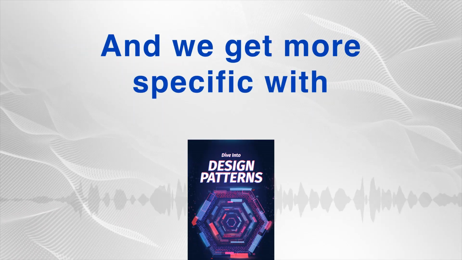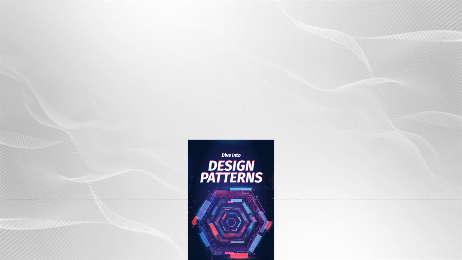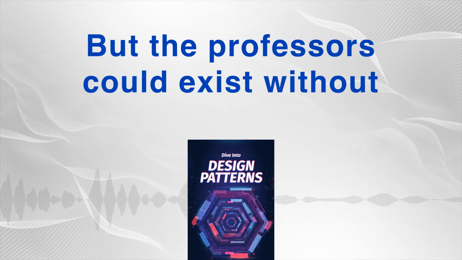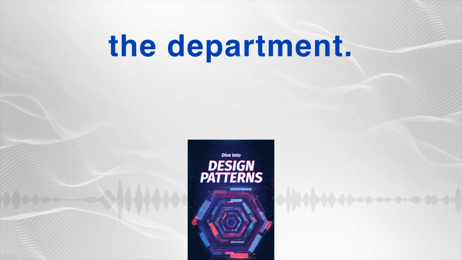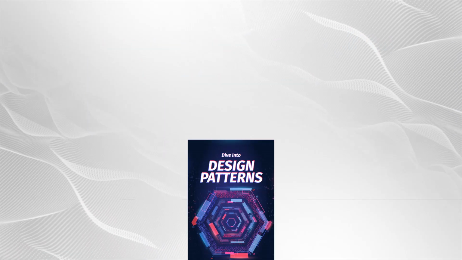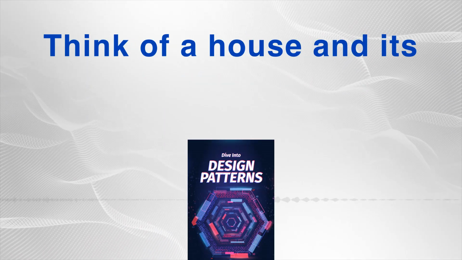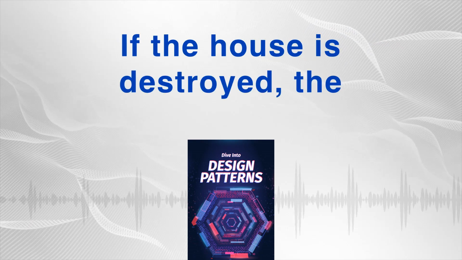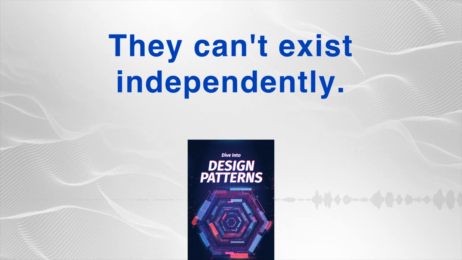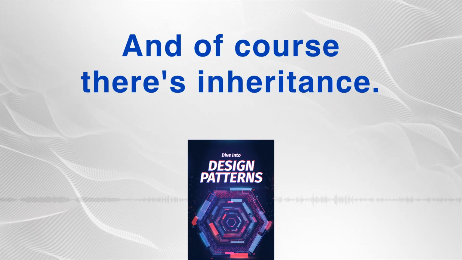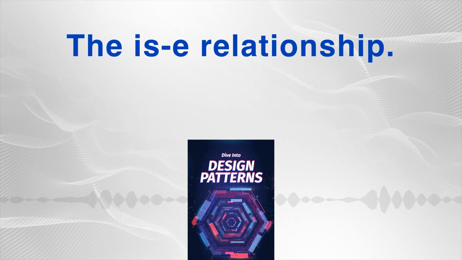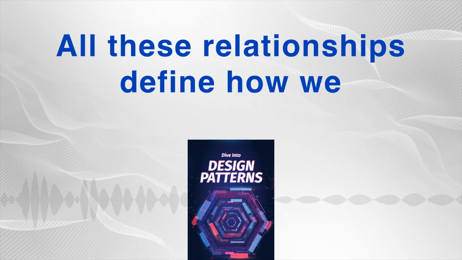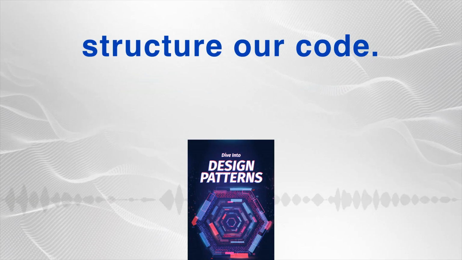And we get more specific with aggregation and composition. Aggregation is like a whole-part relationship. A department has professors, but the professors could exist without the department. Whereas composition is stronger, consists of. Think of a house and its walls. The walls are part of the house, managed by it. If the house is destroyed, the walls go with it. They can't exist independently. And of course, there's inheritance, the is-a relationship, where a subclass gets features from a superclass. All these relationships define how we structure our code.